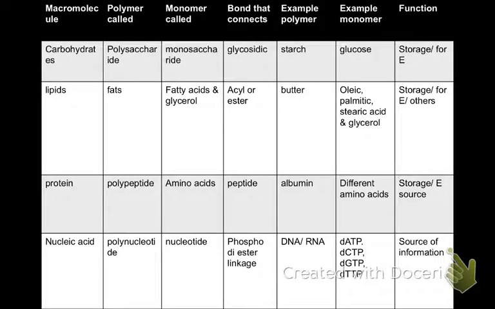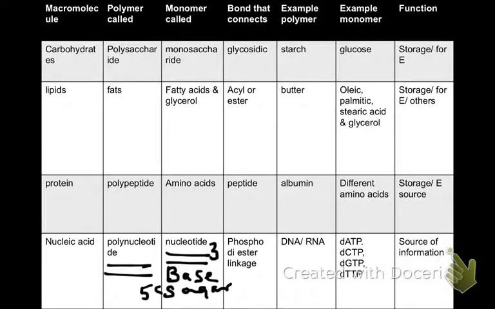Okay, so to sum it up, nucleic acids, the polymer is called a polynucleotide. The monomer is a nucleotide. It has 3 things, remember. Please do not say it has adenine, guanine, thymine, cytosine and uracil. That is not the right answer. It has three things: the base, the 5-carbon sugar, and a phosphate group.